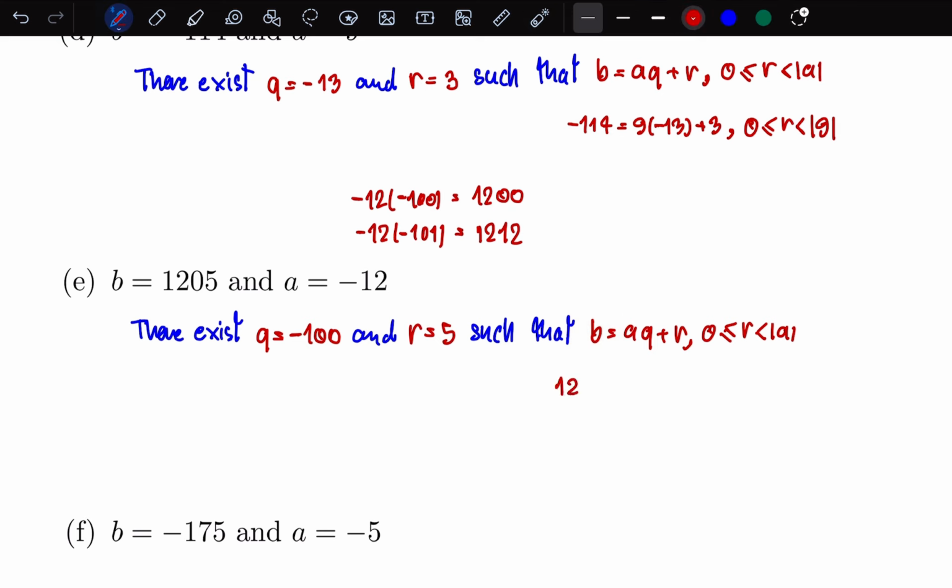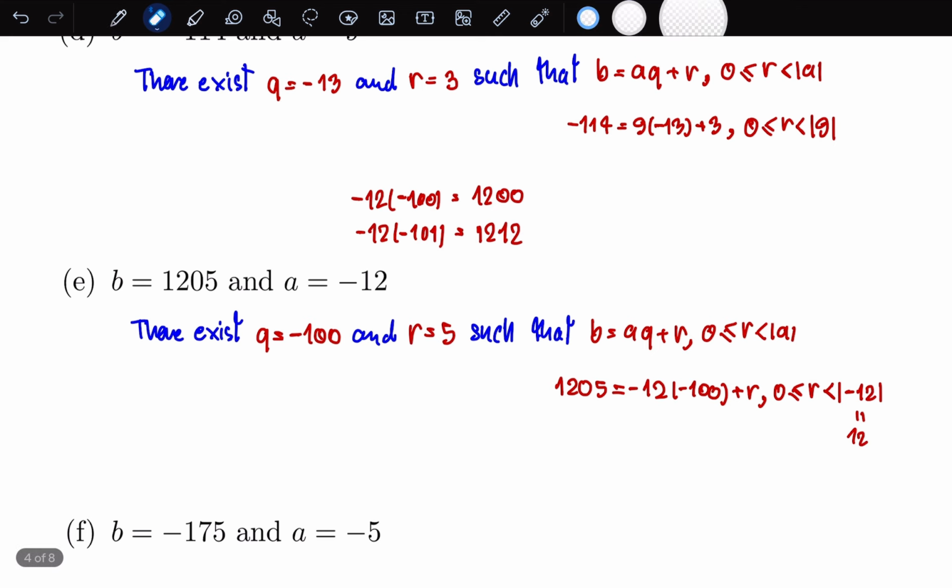What about B? B is 1205, right? What is A? A is 12 and Q is 100, okay? And plus 5, right? So R is going to be greater than or equal to 0, less than absolute value of A, okay? That's what we have, right? And absolute value of A is 12, right? Oh, R is 5. Just like that.